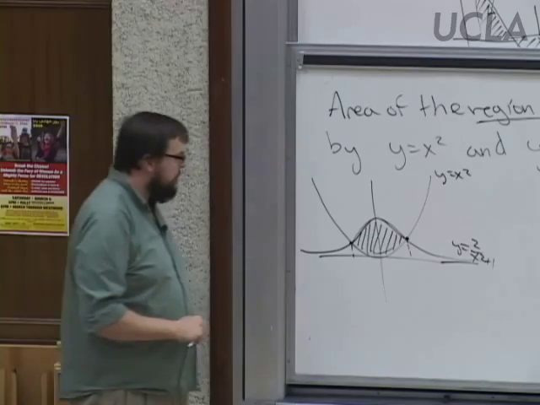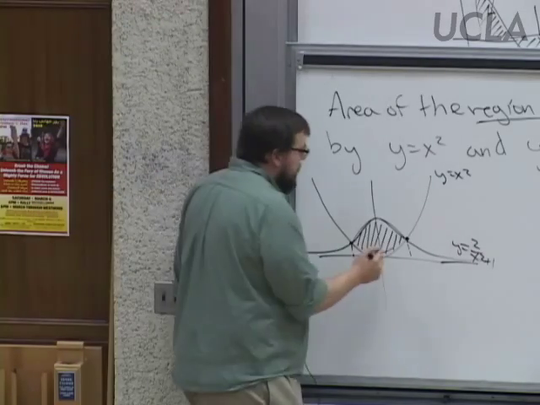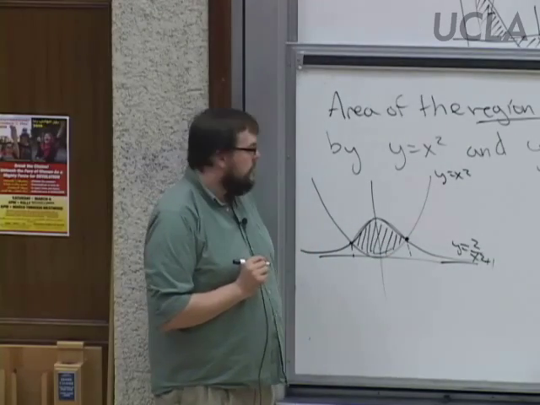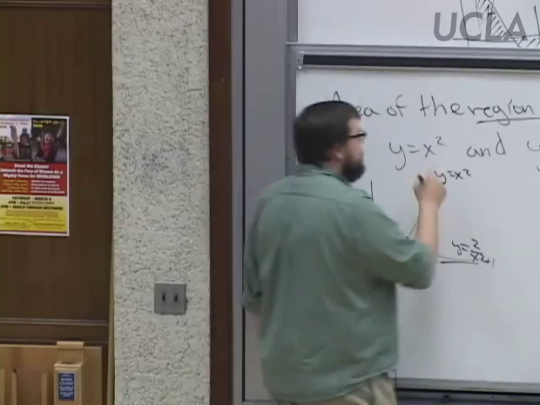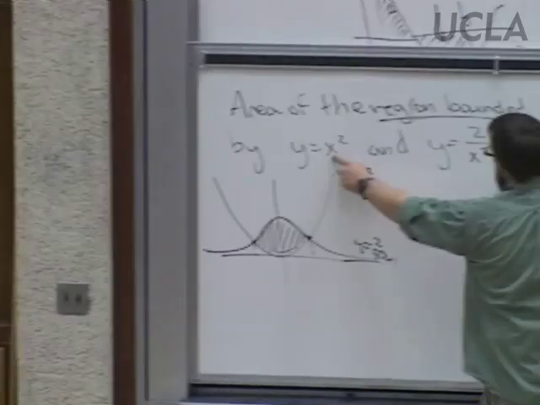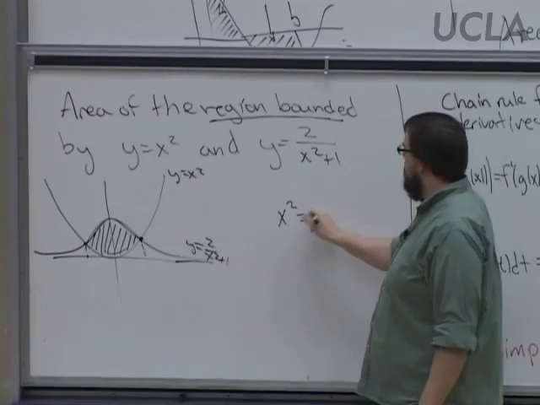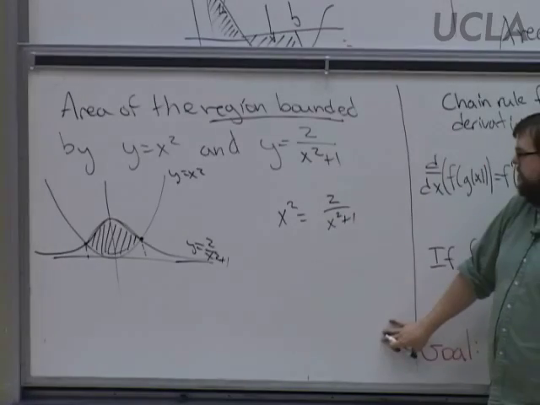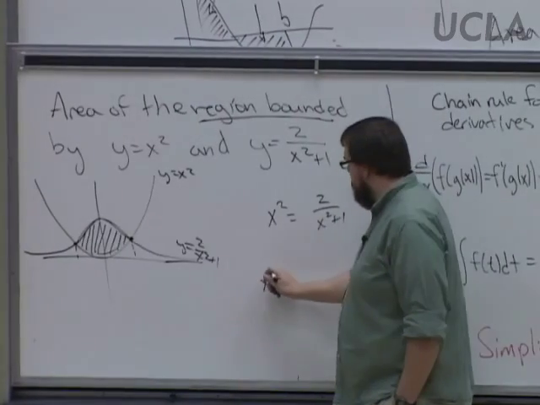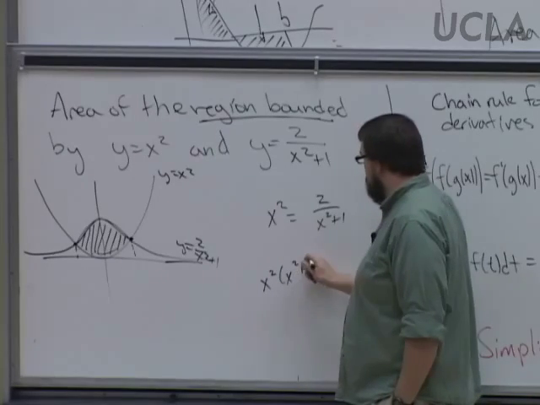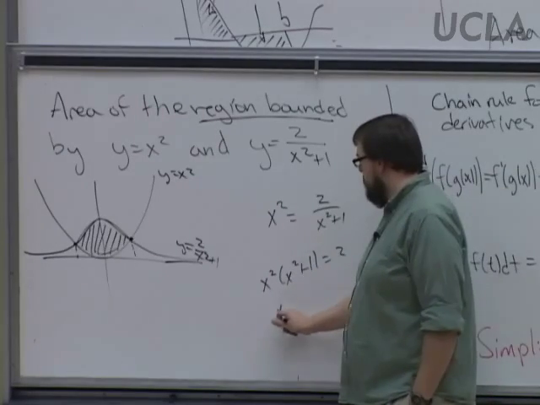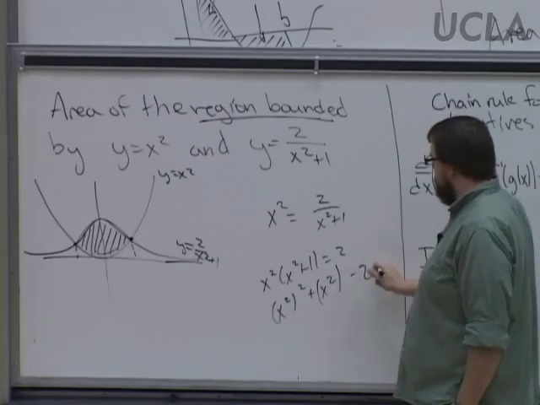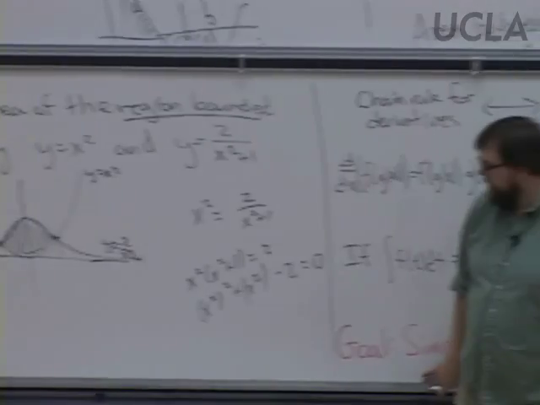So how do we figure out the bounds? Well, if I think about it, what's special about this point? It's where the curves are intersecting. Where the curves intersect says that these two functions have to match. So x squared has to equal 2 over x squared plus 1. Or x squared times x squared plus 1 equals 2. If you like, x squared squared plus x squared minus 2 equals 0. That's another way to write this equation.